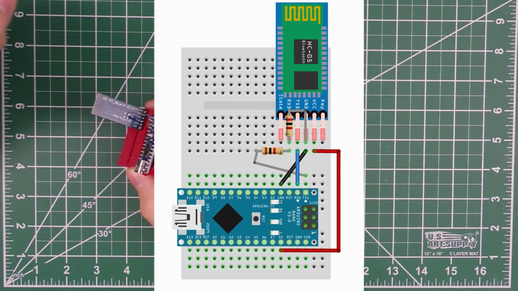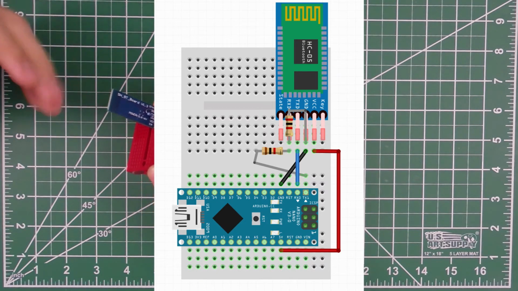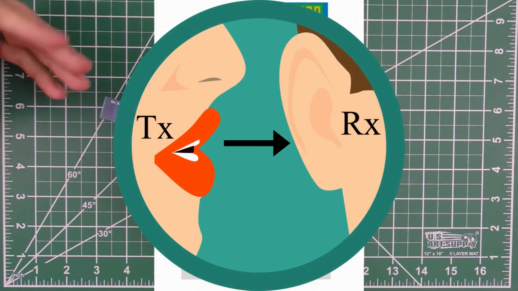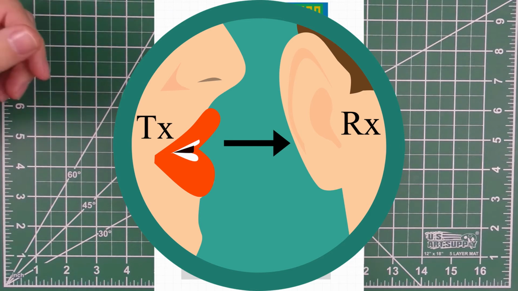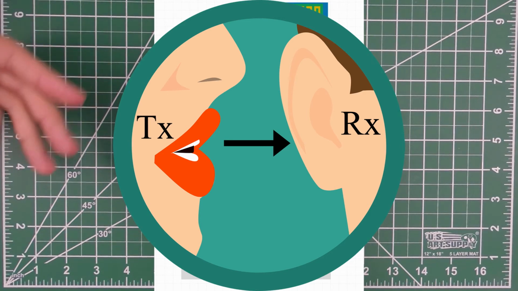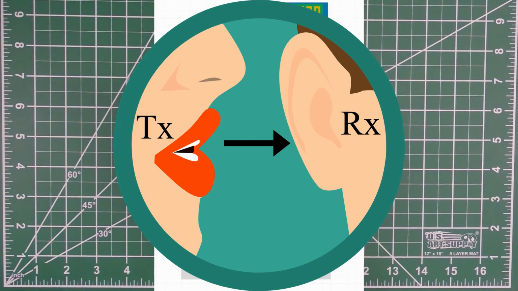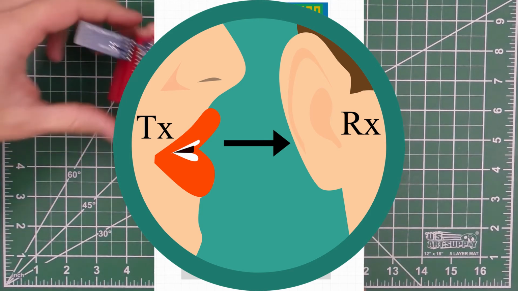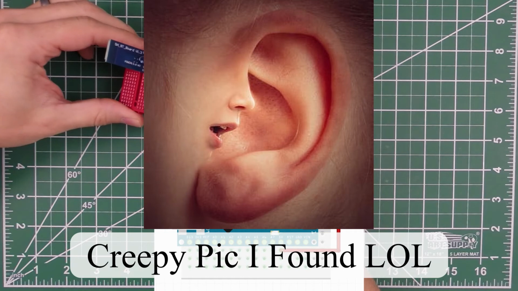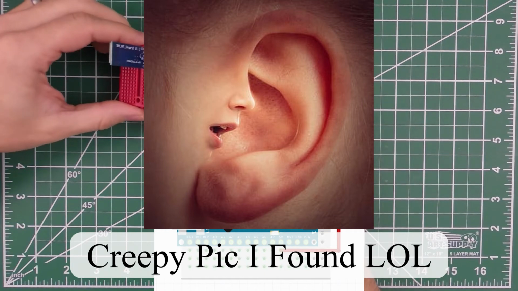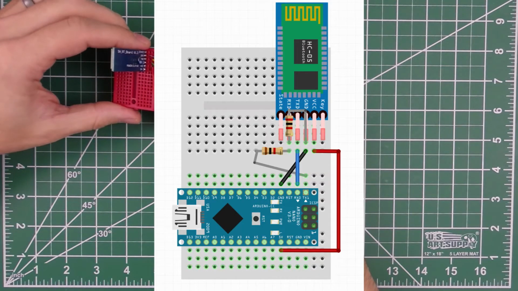A good way to think about this is to think about the way you would talk to somebody. You wouldn't talk to somebody's mouth in order to have them hear you. You would speak into their ear. So their ear is the receiver. Your mouth is the transmitter. You need to communicate with their receiver in order for them to hear you. So same thing here. The Bluetooth needs to talk to the receiver on the Arduino module.